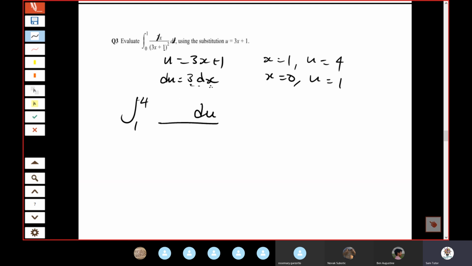Our denominator is straightforward. It's 3x plus 1 squared, which means it'll just be u squared. That's gone. The only extra bit that I've got is this x, and that's when we have to make x the subject again from here. So x equals u minus 1 all over 3.